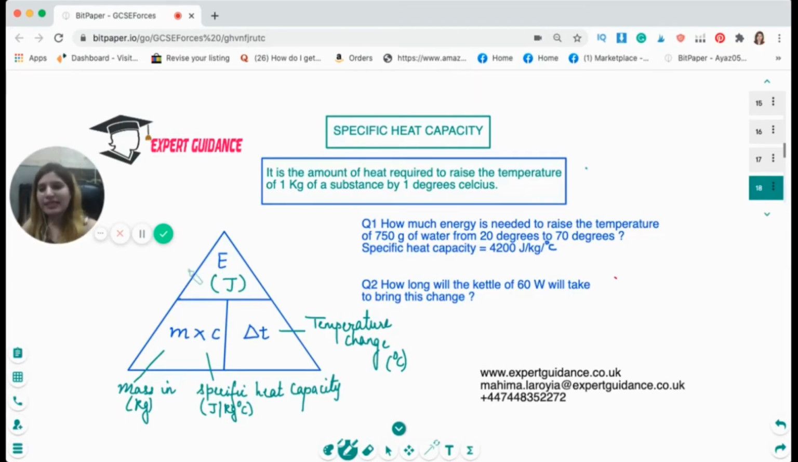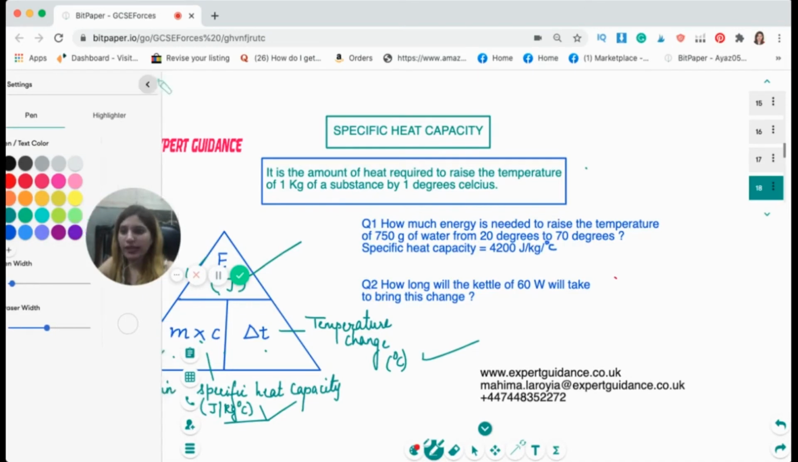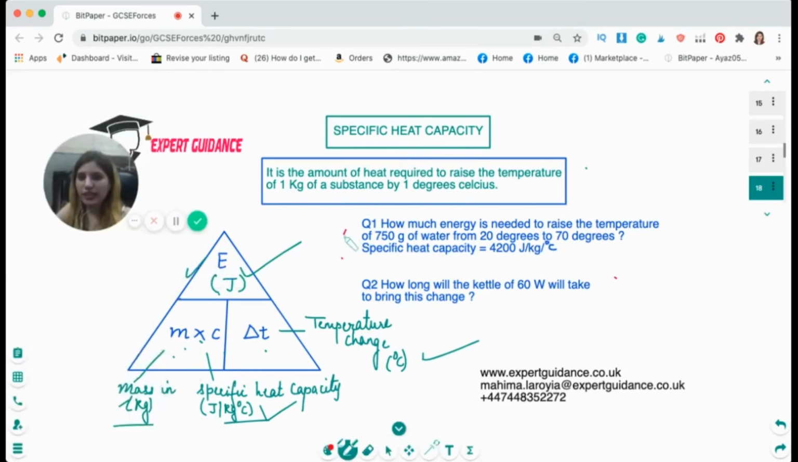So the triangle says energy is mcΔT. Energy is measured in joules, m is mass in kg, c is specific heat capacity, which is in joules per kilogram per degree centigrade, and temperature change is final temperature take away the initial temperature, which is in degrees centigrade. Now you need to be careful with these units, and you should be able to use these formulas to get the answer. So let's look at these questions.